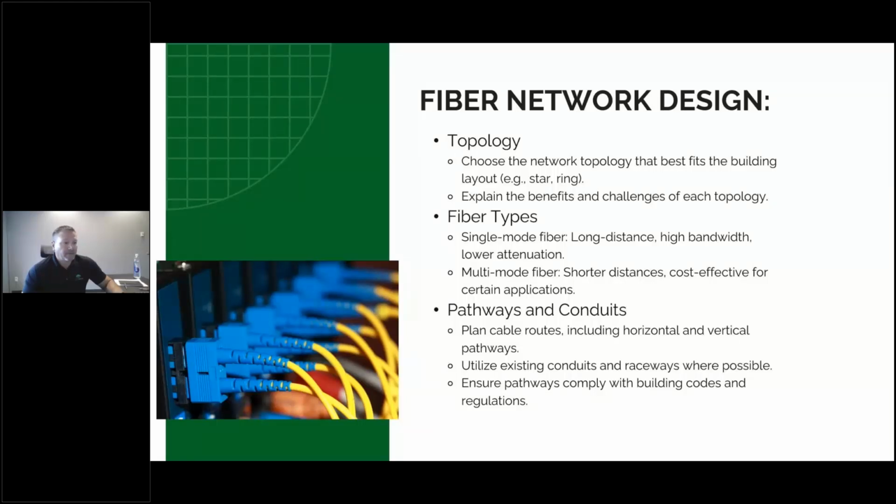And then again, the pathways and conduit. Are there existing pathways? Do we have to place new ones? Whether it's a vertical closet or outside on the side of the building, sometimes we'll run a raceway up the side of the building. And we try to use as many existing paths as we possibly can.